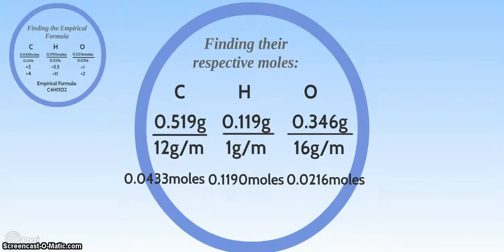We must now find the number of moles of carbon, hydrogen, and oxygen. We divide each of their mass by their respective molar masses, and that will give us the number of moles for each component. In this case, we find that carbon has 0.0433 moles, hydrogen with 0.1190 moles, and oxygen with 0.0216 moles.